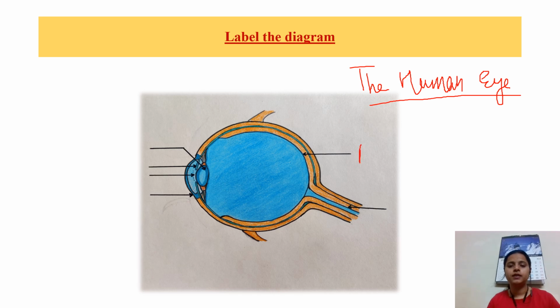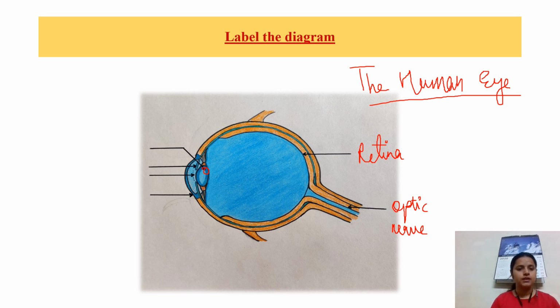So this part is the retina, where image formation takes place. This is the optic nerve, which helps in the transmission of information from the retina to the brain. Optic nerve. Okay, it went wrong. Let me erase it. So yes, this is the optic nerve. Okay, sorry. So now this portion, we need to label this portion.